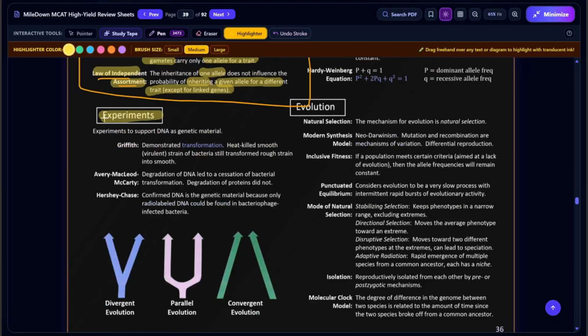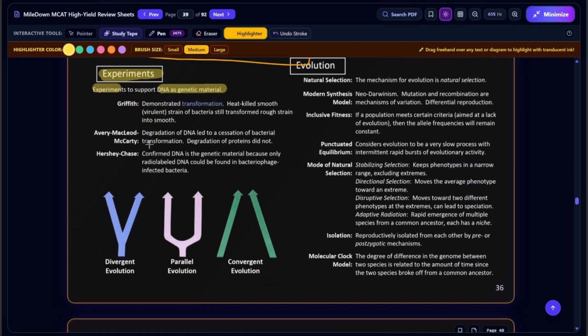So experiments: people did experiments to figure out how genetics works, right? They did some experiments to support that DNA was the genetic material. Griffith demonstrated transformation, where a heat-killed smooth virulent strain of bacteria still transformed the rough strain into smooth. Avery, MacLeod, and McCarty showed that degradation of DNA led to cessation of bacterial transformation. Degradation of proteins did not.